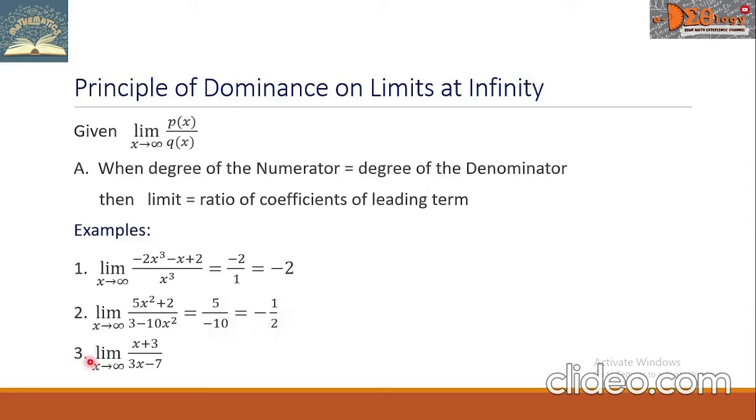Example 3. The limit of x plus 3 all over 3x minus 7 as x approaches infinity. In the numerator, the degree is 1. In the denominator, the degree is 1. So they are equal. Therefore, the limit is the ratio of coefficients of leading term. In the numerator, the leading term is x. In the denominator, the leading term is the 3x. Therefore, the limit is the ratio of coefficients 1 over 3. These are the answers.